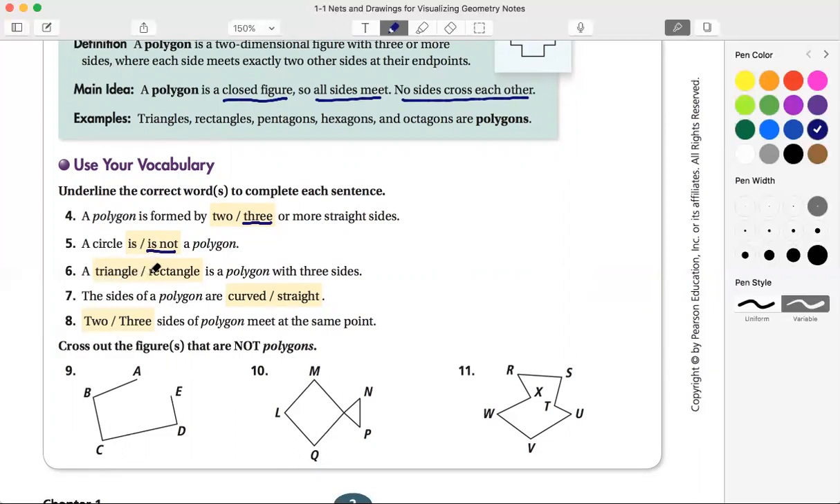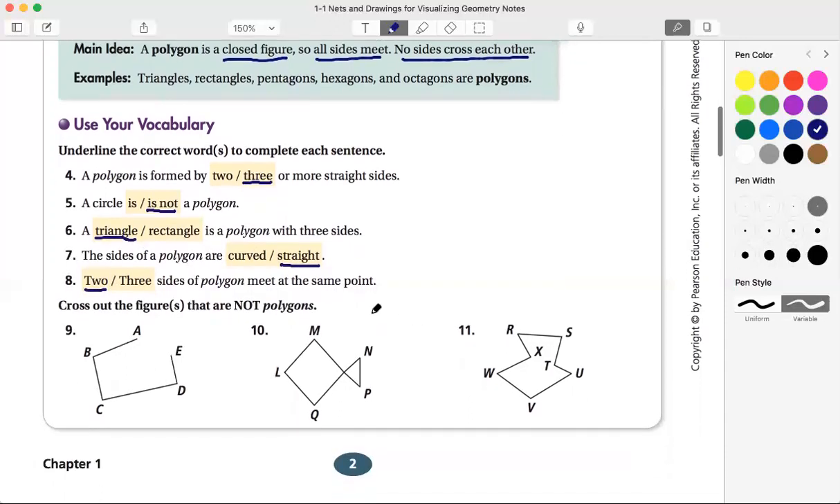So is a triangle or rectangle a polygon with 3 sides? Well, a triangle is a polygon with 3 sides because that's by definition a figure with 3 sides. In number 7, the sides of a polygon need to be straight, not curved. Okay. And 2 sides of a polygon must meet at the same point. Okay. So let's see if we can figure this out. Here are 3 examples.